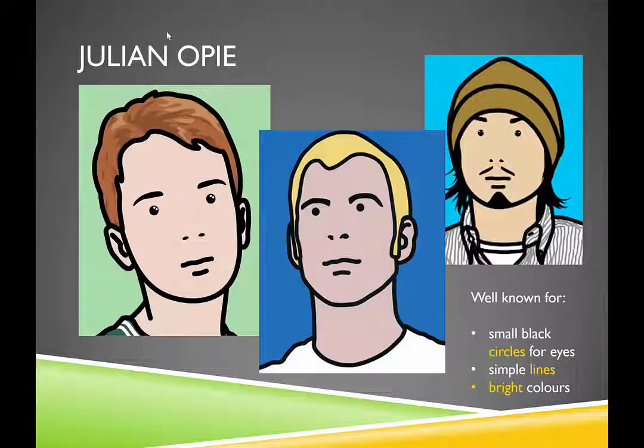And then we have an artist called Julian Opie. You can see these are almost quite cartoon stylized images, and all of them have very small circles to represent eyes, black outlines, and again bold colours.